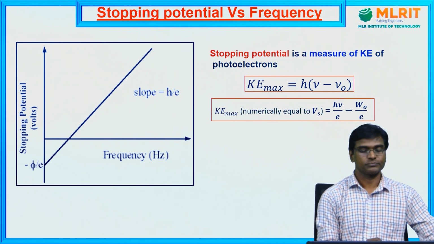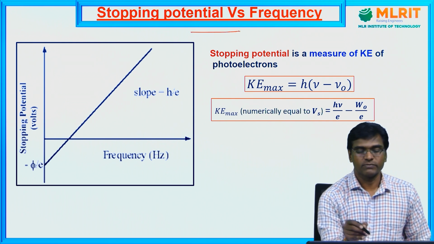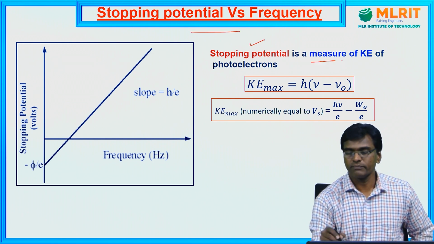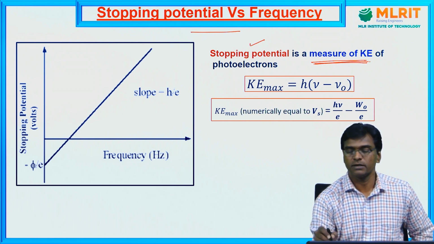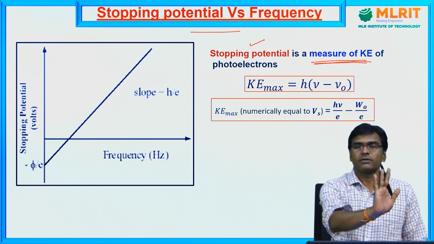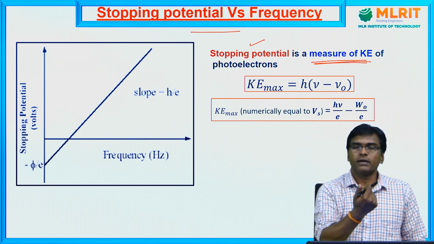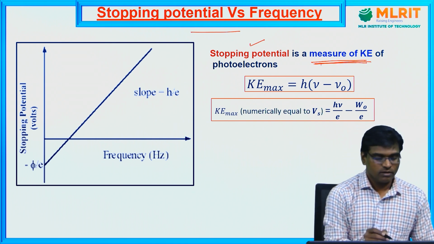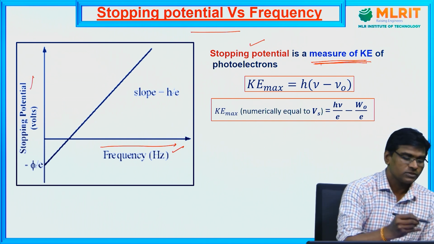Here you can see the stopping potential versus frequency. In the previous slide we have seen the stopping potential is a measure of the kinetic energy. It is opposing the incoming electrons, so it is estimating the kinetic energy of the incoming electrons by applying the voltage. On the x-axis we are taking the frequency, and on the y-axis we are taking the stopping potential.